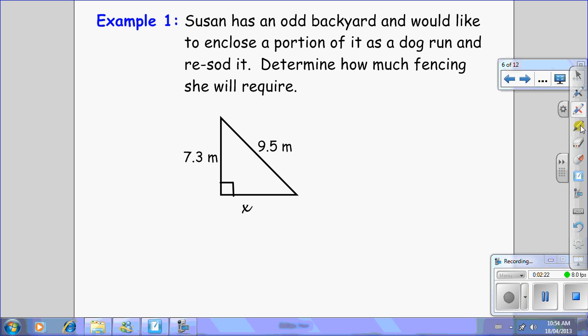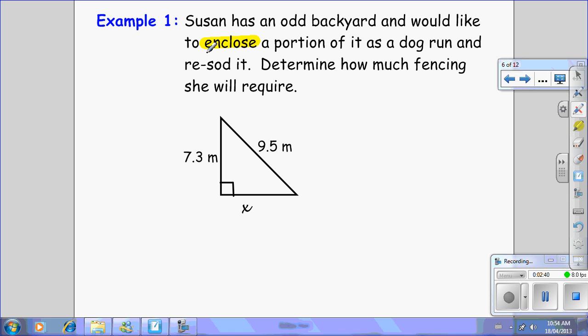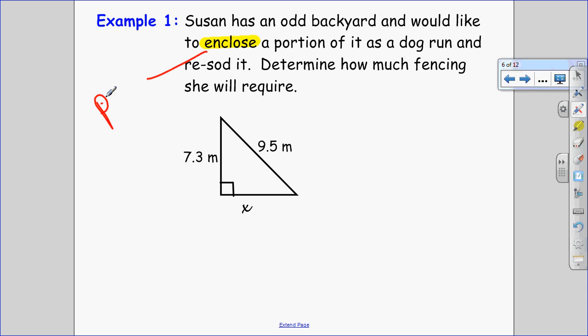If I look at the example here, Susan has an odd backyard and would like to enclose a portion of it as a dog run and resod it. How much fencing will she require? Okay, so let's try this again. She has an odd backyard and would like to enclose a portion of it. Enclose means perimeter, because I'm putting something around it. So that word was important. It told us we were looking for perimeter.